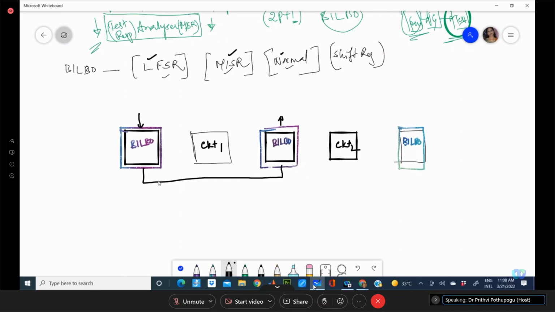When you are testing circuit 1, this setup becomes the linear feedback shift register, or pseudo random pattern generator. And the second BILBO will be gathering the system response and testing using an XOR operator. So it is the multiple input signature register. This is for circuit 1.